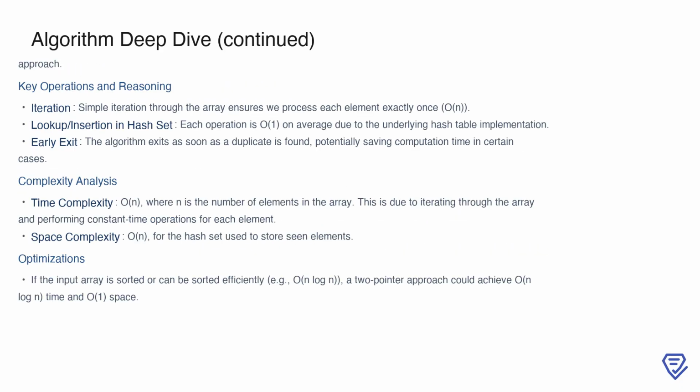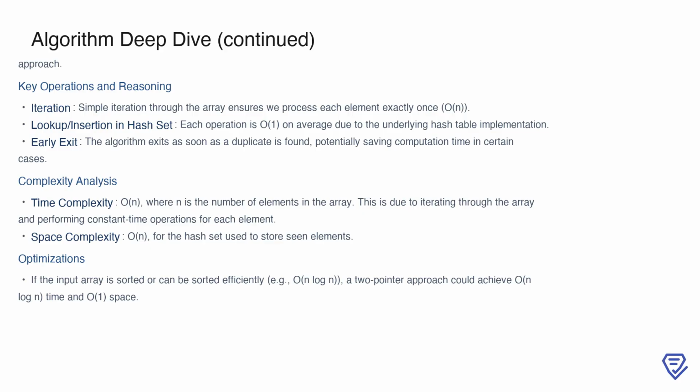The operations in this algorithm are both simple and efficient. We iterate through the array once, processing each element exactly once, resulting in O(n) time complexity. For each element, we perform constant time operations like looking up or inserting into the hash set, thanks to the underlying hash table implementation.